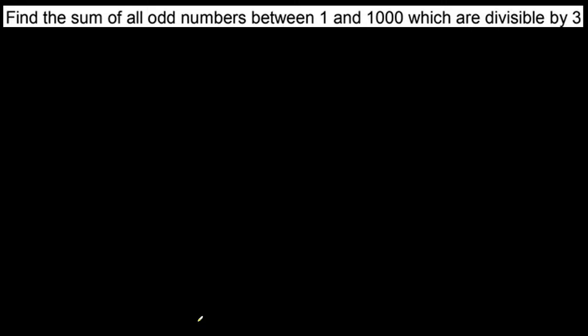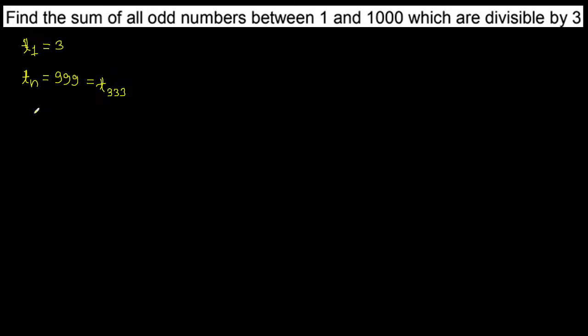Sum of all odd terms between 1 and 1000 which are divisible by 3. So T1 will be 3, Tn will be 999. All odd numbers; this is even also. So this is 3, and 999 will be divisible. In this, what will happen?